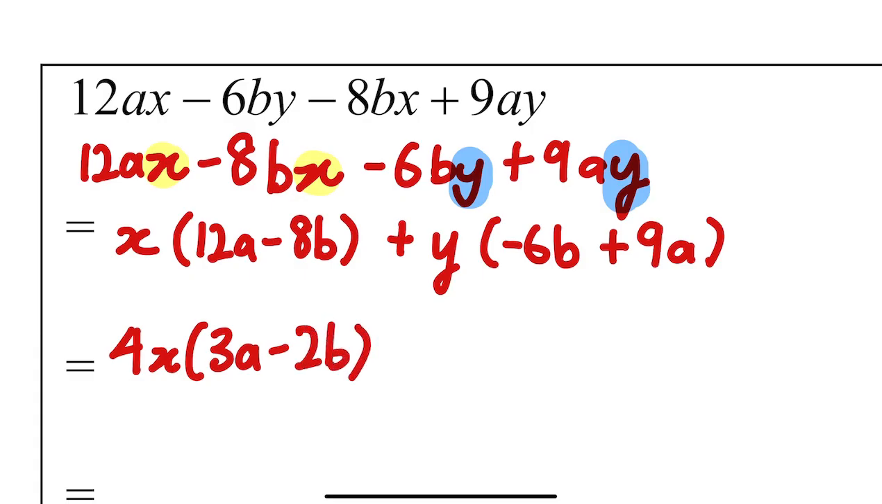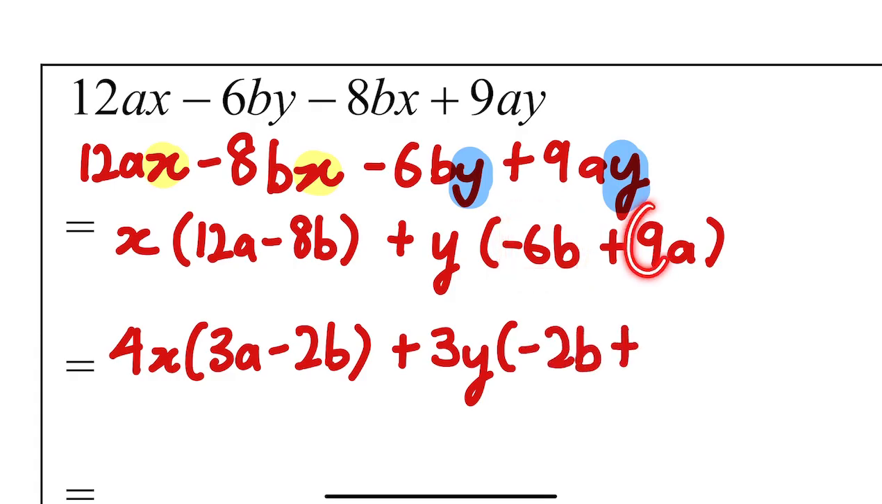Now, I look at these 2 numbers over here. I can also take out a common factor. You can make a guess. What would the highest common factor of 6 and 9 be? You realize that it will be 3. So we can take out a positive 3. I'll get 3y. And in here, negative 6b will turn into minus 2b. And now 9 divided by 3 will turn into 3a.